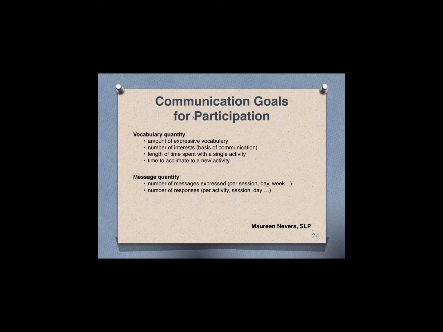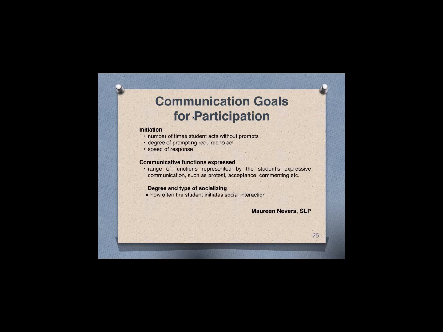So we're going to have to look to capture data or have goals for messages being expressed or responses we got from our child over a large time period. It might not be realistic to get those in one session or in one day or even one week.